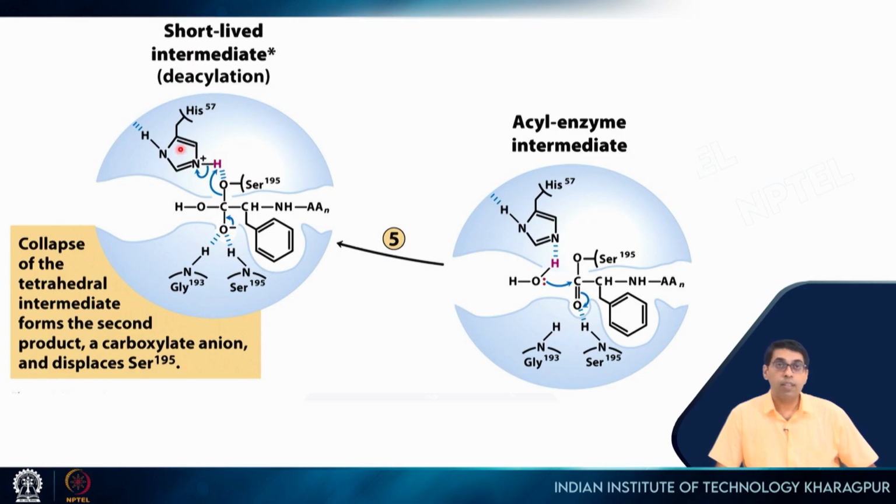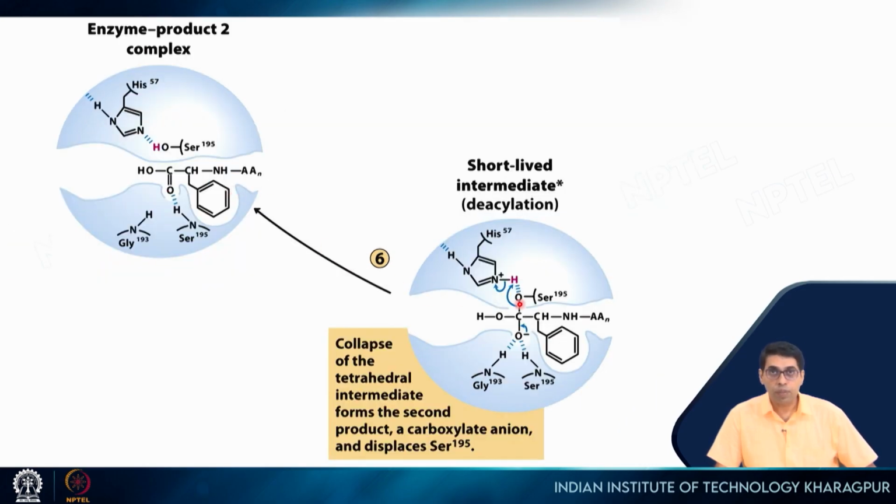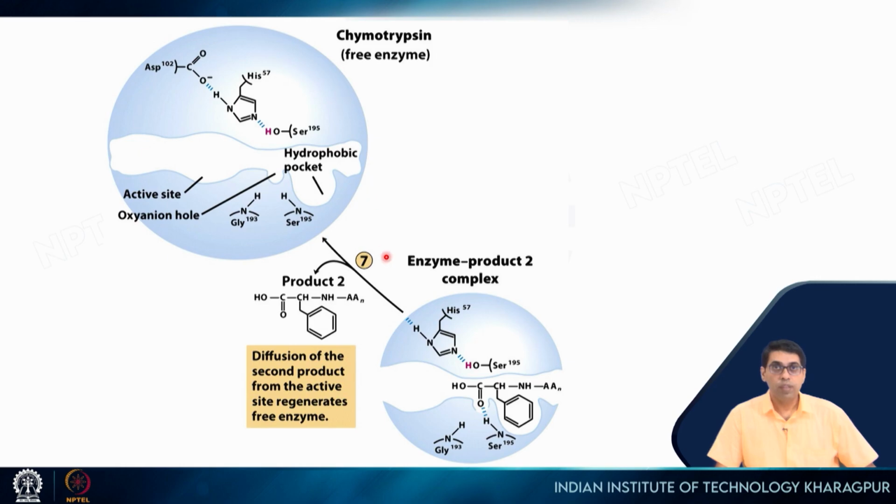Now this carbon oxygen bond can break or this carbon oxygen bond can break, right? Just like the previous step, the histidine activates this oxygen. It forms a hydrogen bond with this, which means that it makes this a better leaving group compared to this OH, right? So this carbon oxygen bond will break like so, and this is your free peptide. So the serine is regenerated, the histidine is regenerated, the second part of the peptide diffuses out, and the free chymotrypsin, or the free enzyme, is regenerated.